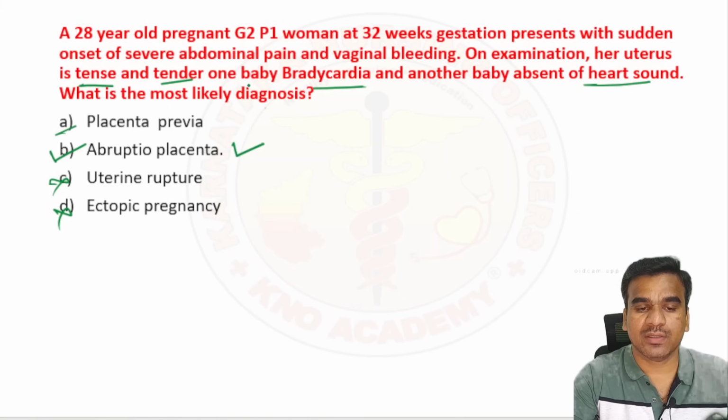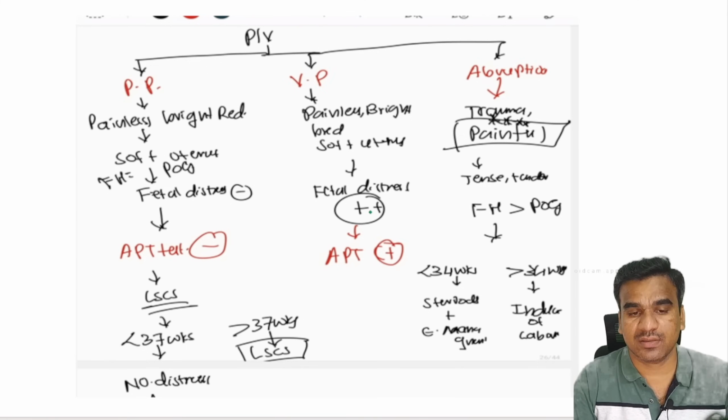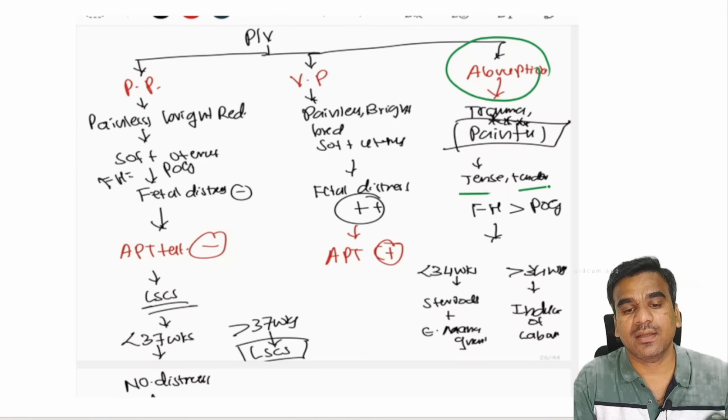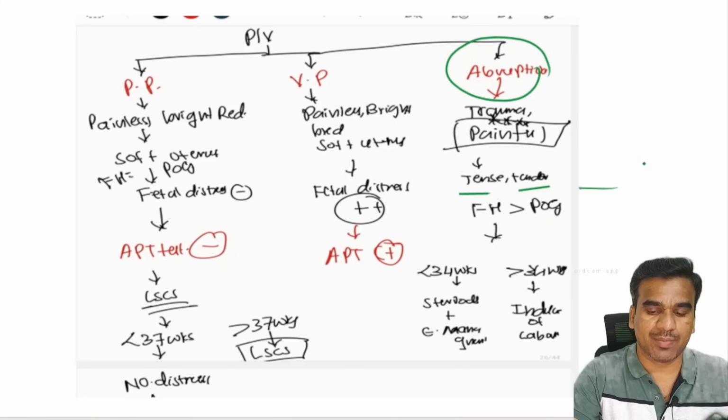Akhil sir has clearly and beautifully explained this in the class. Here we can see abruptio placenta. Here, see, tense and tender. These two words are keywords for abruptio placenta. You can keep them in mind. This class is available in the KNO Academy app.